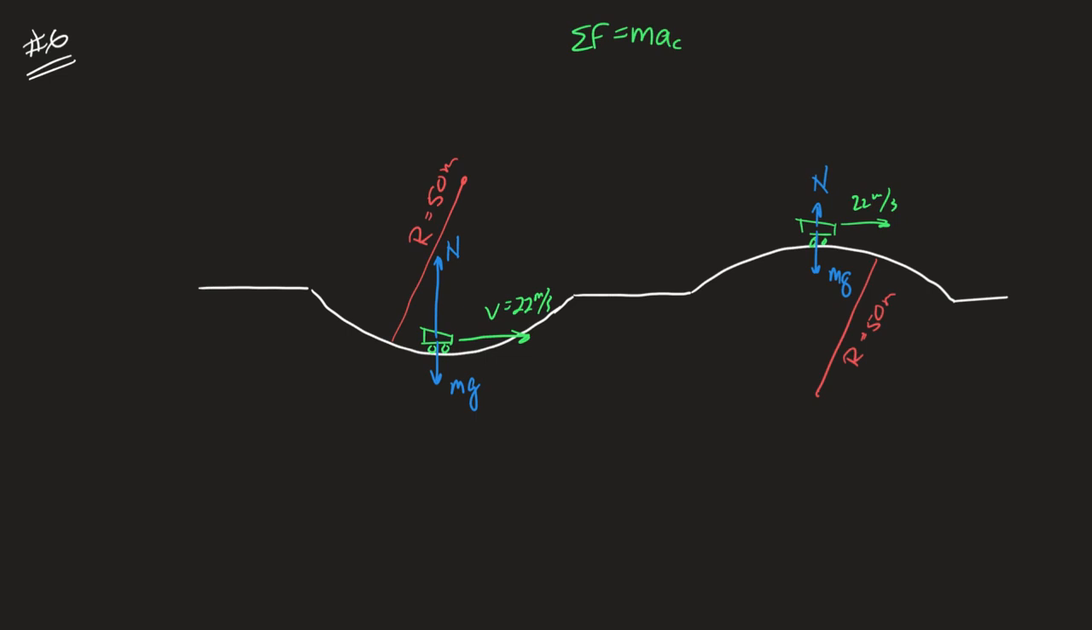So let's just pick one of these to start with. Since net force equals m a_c, I make the positive direction the direction towards the center of the circle. And I'll get normal minus mg equals mv squared over r. We're looking for the normal force. So normal equals mg plus mv squared over r. There's numbers, and a numerical answer is sought after.